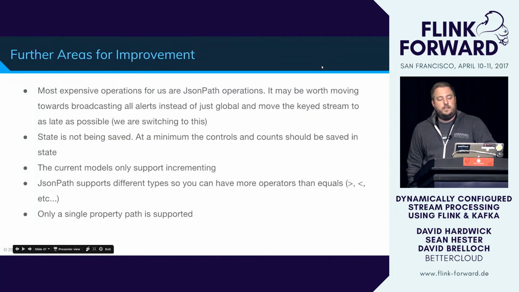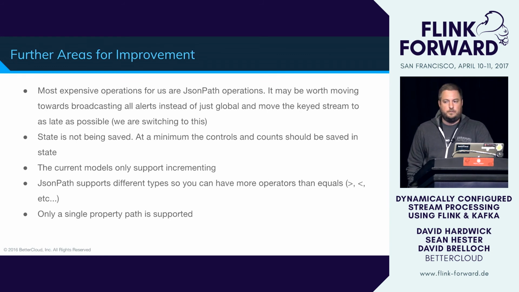So a few areas for improvement. The most expensive operation in our system is the JSON Path operations. We ran into issues a couple weeks ago where we had one new customer who, for various reasons, was several orders of magnitude larger than anything that we'd had before, and it just completely screwed up the keyed stream, started blocking other customers. So we're moving towards broadcasting all alerts instead of just global, and the keyed stream as late as possible. Realistically, you don't need the keyed stream until you start counting.